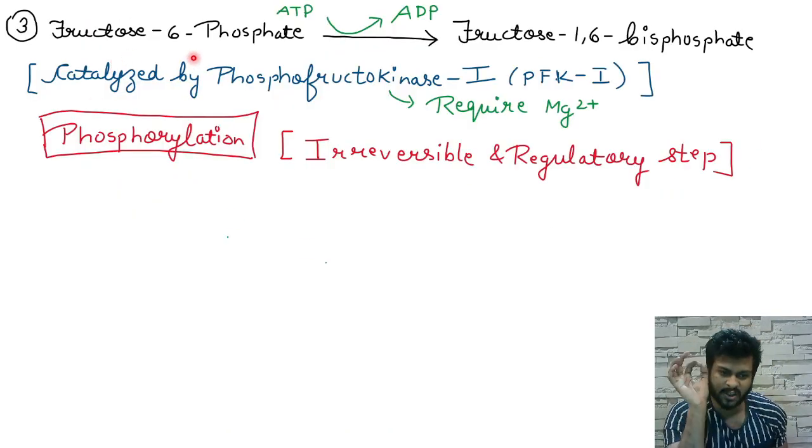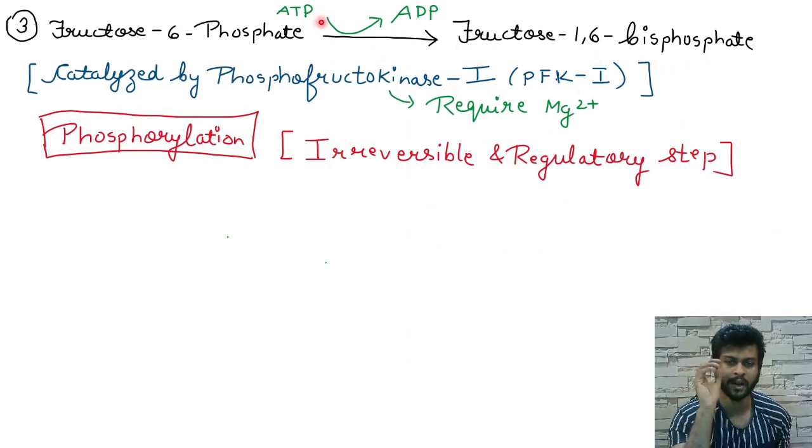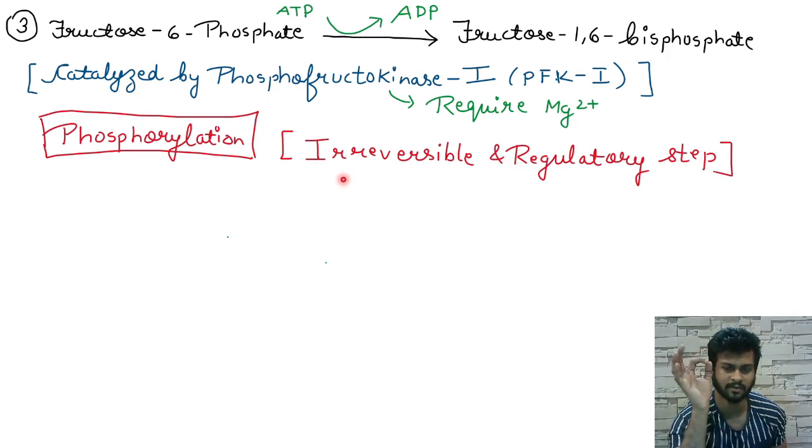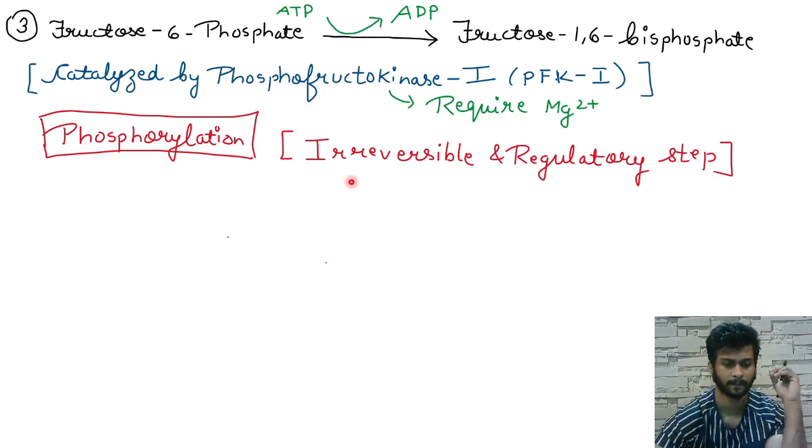The third step is fructose 6-phosphate will be converted into fructose 1,6-bisphosphate. Here also 1 ATP will be used. It is catalyzed by the enzyme phosphofructokinase 1. It requires magnesium ions to function efficiently. This step is phosphorylation. Okay, as I said earlier, most of the phosphorylation steps are irreversible in nature, and irreversible steps are regulatory steps. There is one example or rare exception which we will study in upcoming slides.